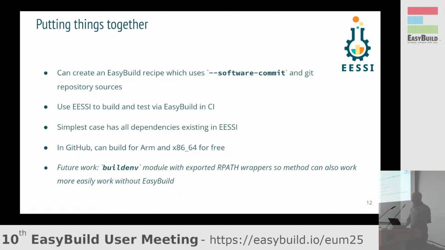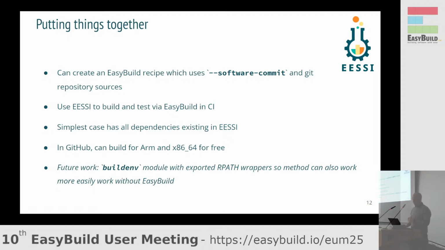So, putting these things together a little bit, and some rather recent developments in EasyBuild as well. You can use an EasyBuild development recipe, which uses a feature that was recently introduced into EasyBuild called software commit. So you can just take a commit hash from your application, assuming that it's delivered via Git, and then change your sources to be Git repository sources. You can give the commit that you want to build on the command line to EasyBuild, and then you can use EasyBuild to test and build your stuff in a CI environment.